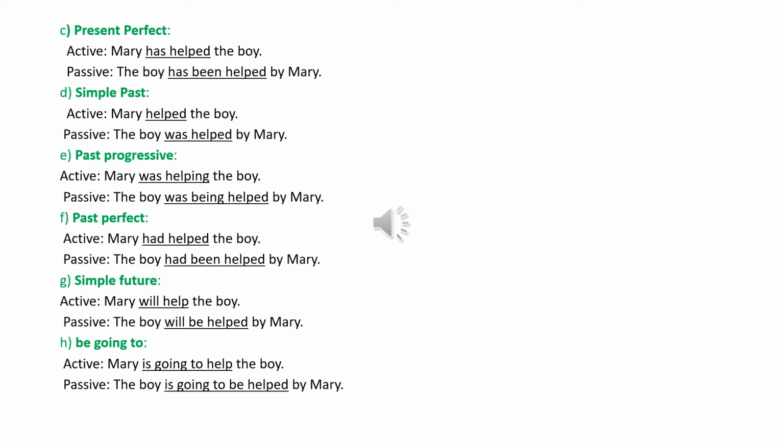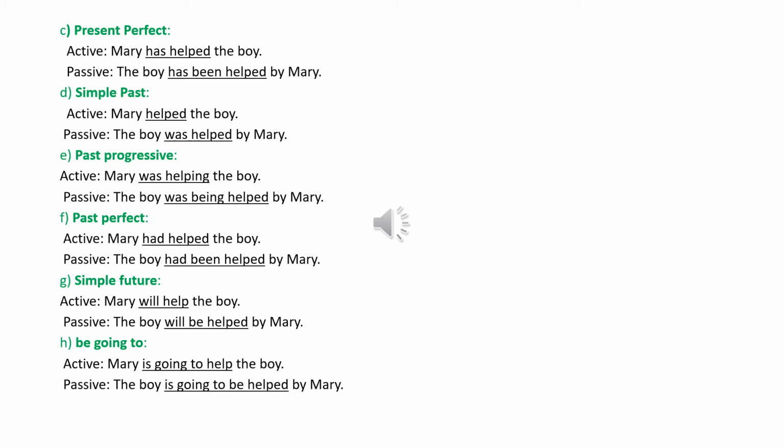F, past perfect. The past perfect tense of any verb is had plus past participle, and the passive voice is had followed by been plus past participle. Mary had helped the boy. The boy had been helped by Mary.